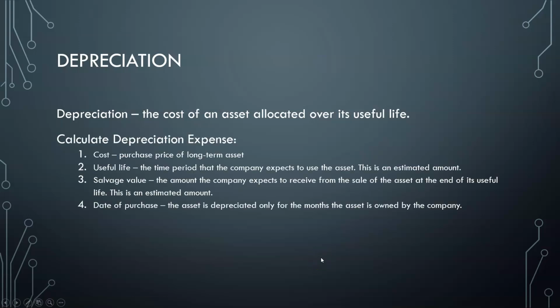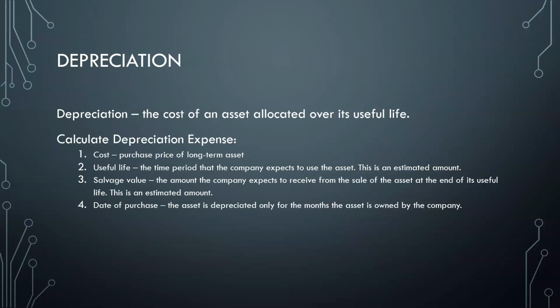To calculate depreciation expenses, we need to have 4 things, and these are usually going to be given in your question. First, you need to know the cost of an asset. The cost of an asset is the purchase price of the asset. Second, we need to know the useful life. This is the time period that the company expects to use the asset. The useful life is an estimated amount, and later you'll find that that can change.